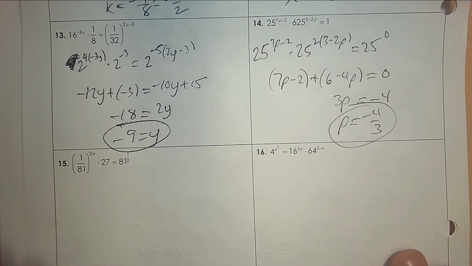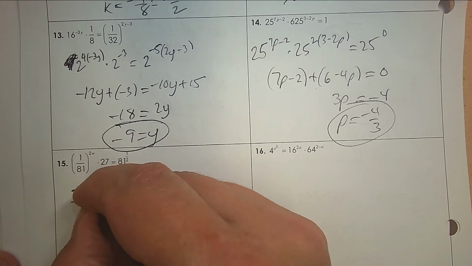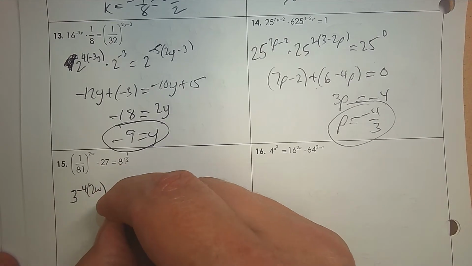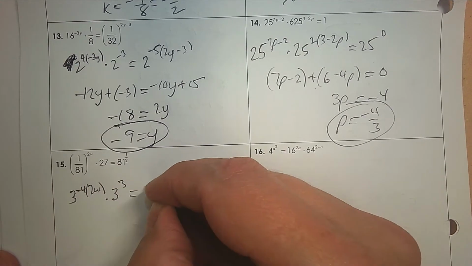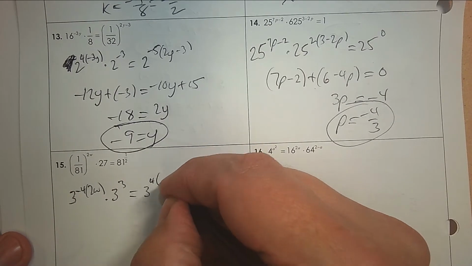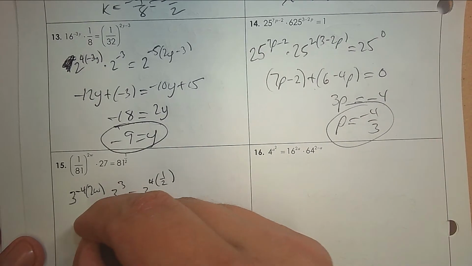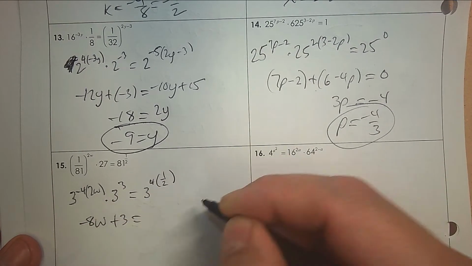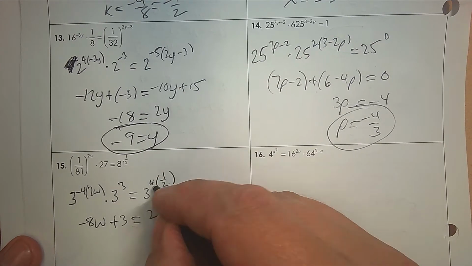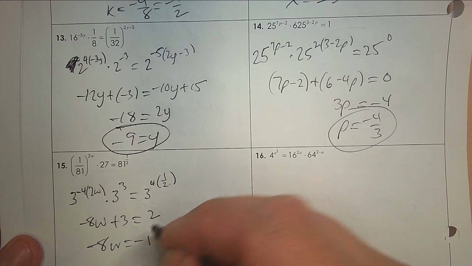2 more. So the common base here will be 3. So 3 to the negative 4, and 3 to the 3, and 3 to the positive 4, and there's a 1/2 there. So now all the bases are the same. So we have negative 8w plus 3 is equal to 2, because half of 4 is 2. Subtract 3, and then divide.